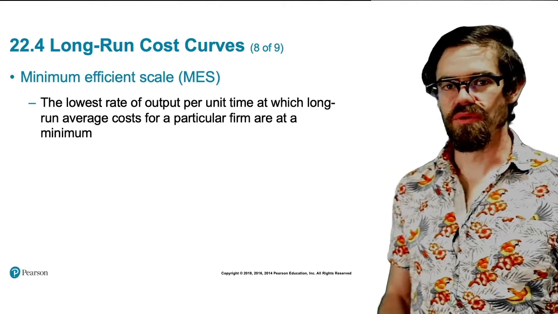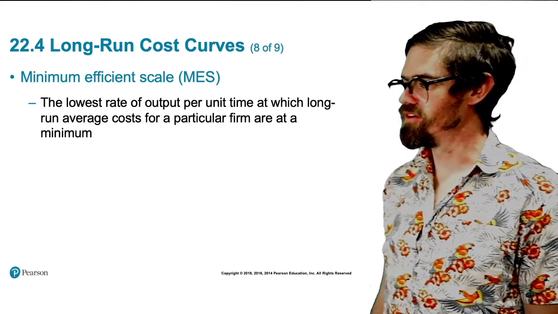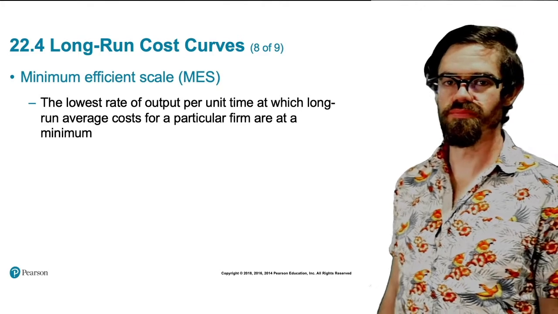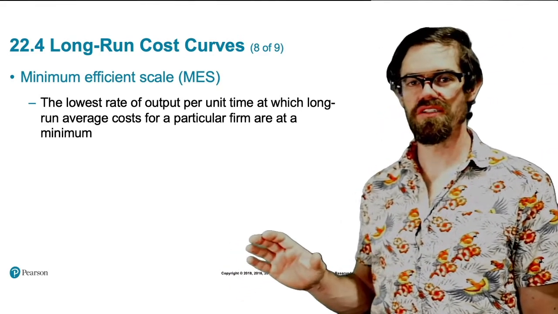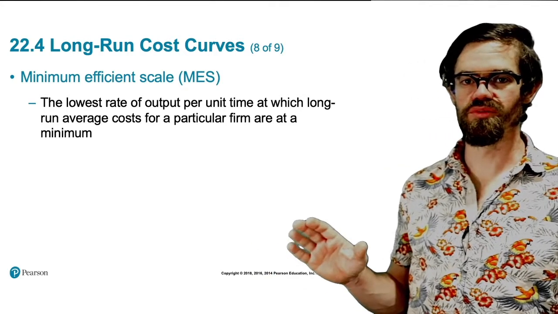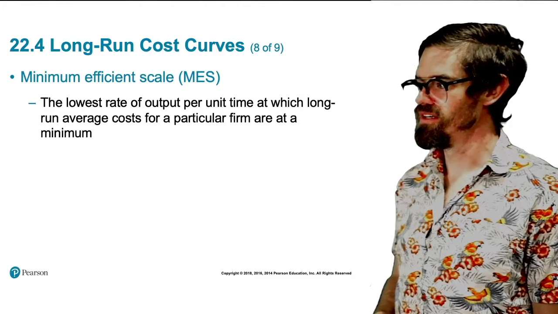Okay, something else you need to be aware of when we're talking about long-run average cost curves is something called minimum efficient scale. Now, this is the lowest rate of output. What's the smallest amount of output that the firm can produce in order to minimize its cost?